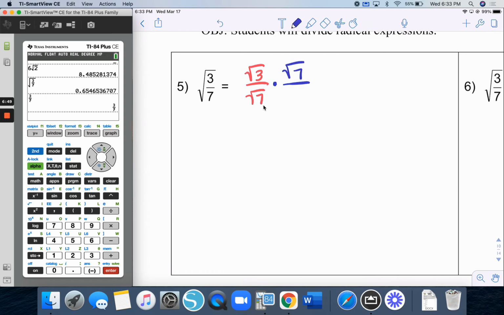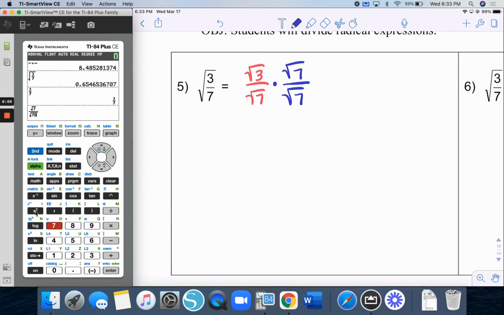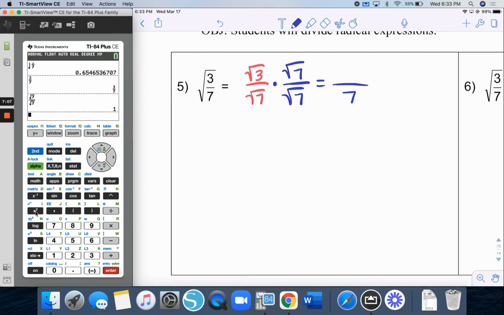You'll take what's on the bottom and multiply it to the top and the bottom. Again, I don't think I showed you this, but the reason we can do this is because the square root of 7 over the square root of 7 is really just the number 1. So we're taking this fraction, we're just making it look different. On the bottom, the square roots cancel. Square root of 7 times square root of 7 is just 7. The two square roots cancel each other out.